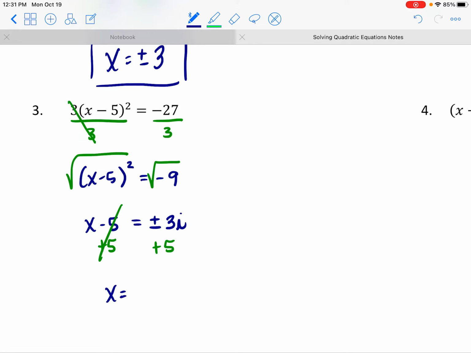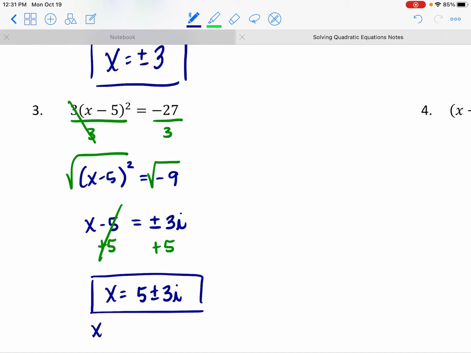Now when I add 5 to the right, can I really combine the real number 5 with the imaginary numbers 3i or negative 3i? No, which means we're going to have complex solutions here. We're going to have a 5 plus or minus 3i that cannot be combined. So that's two solutions.